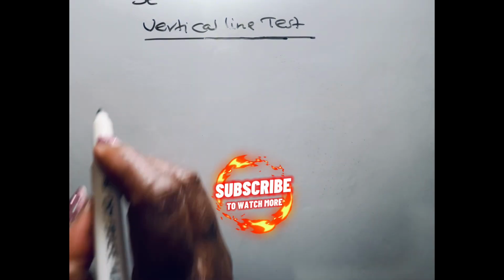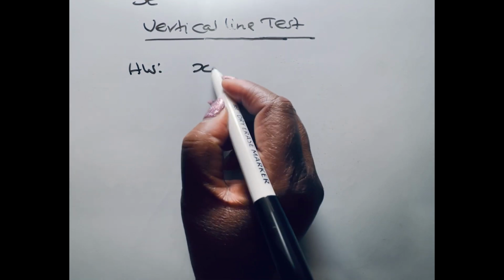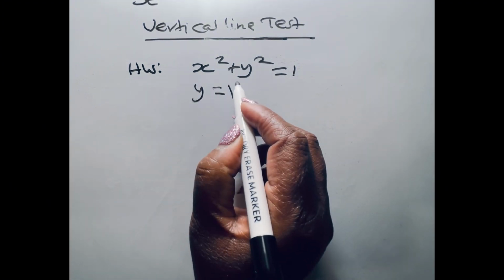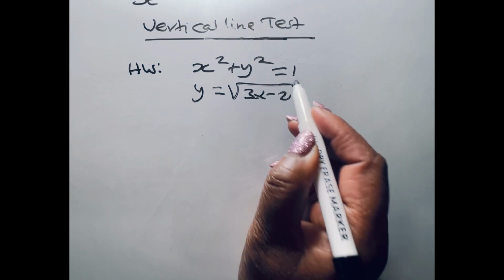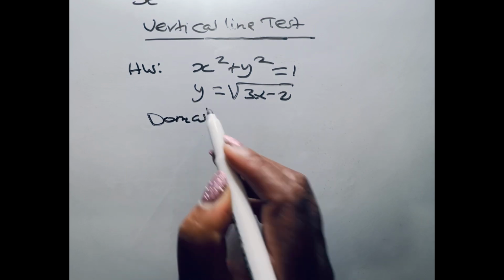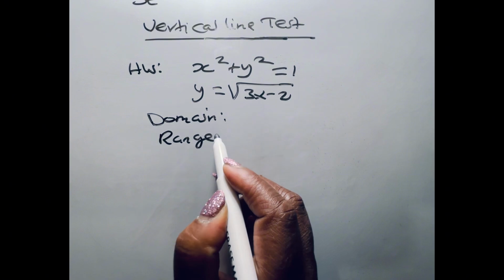For your homework, I need you to try these problems: x squared plus y squared is equal to 1, and y is equal to the square root of 3x minus 2. And also, once you graph these two functions, find the domain and the range.